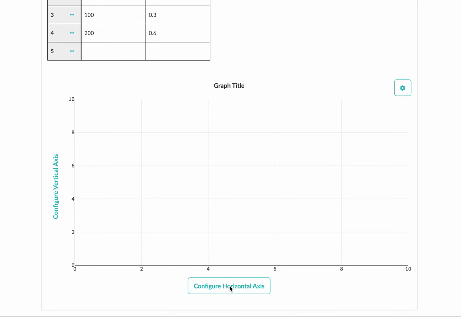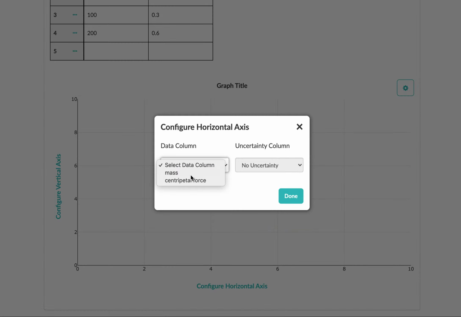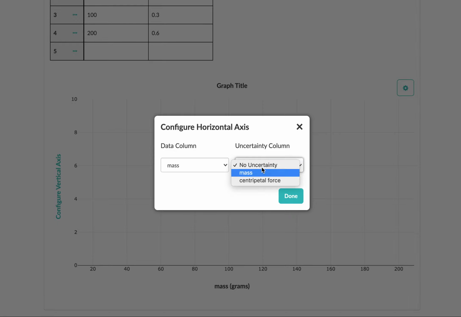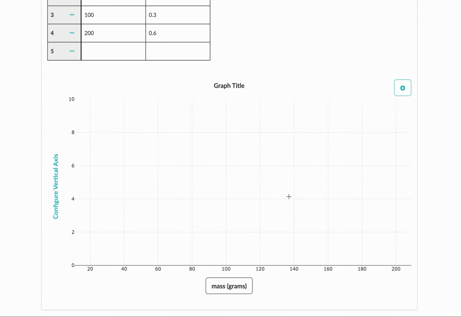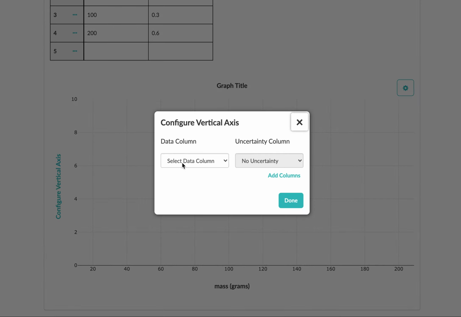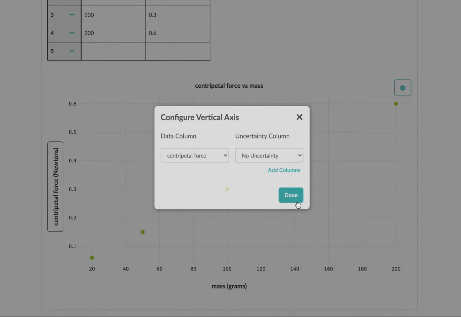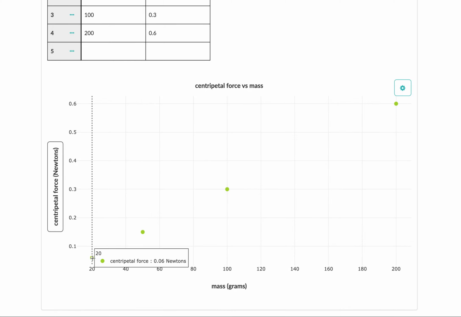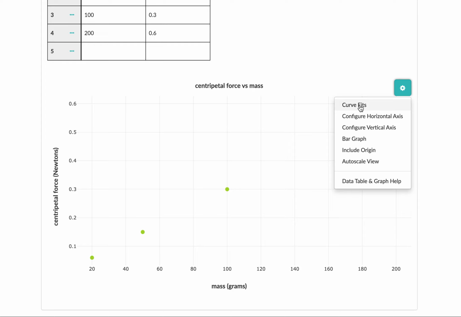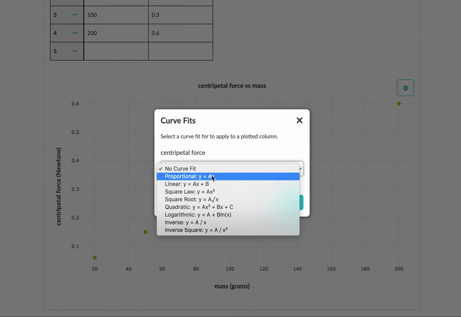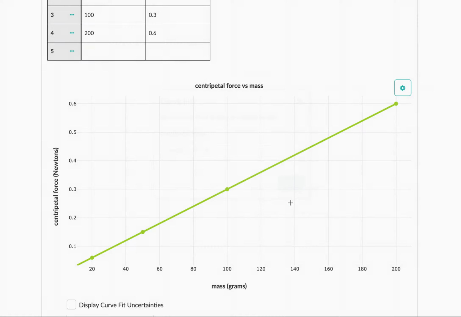Okay, I need to configure my horizontal axis and tell it that on the horizontal I want mass. You can ignore this uncertainty column. And notice it plugs in mass with the units. And then on my y-axis, I want centripetal force. And it includes the units. And now here are my points, right? 1, 2, 3, 4. And I'm going to apply a curve fit. And I want a linear fit. Okay, that's a straight line fit because it looks pretty straight to me. And yep, there it is. They all fall perfectly on this line.